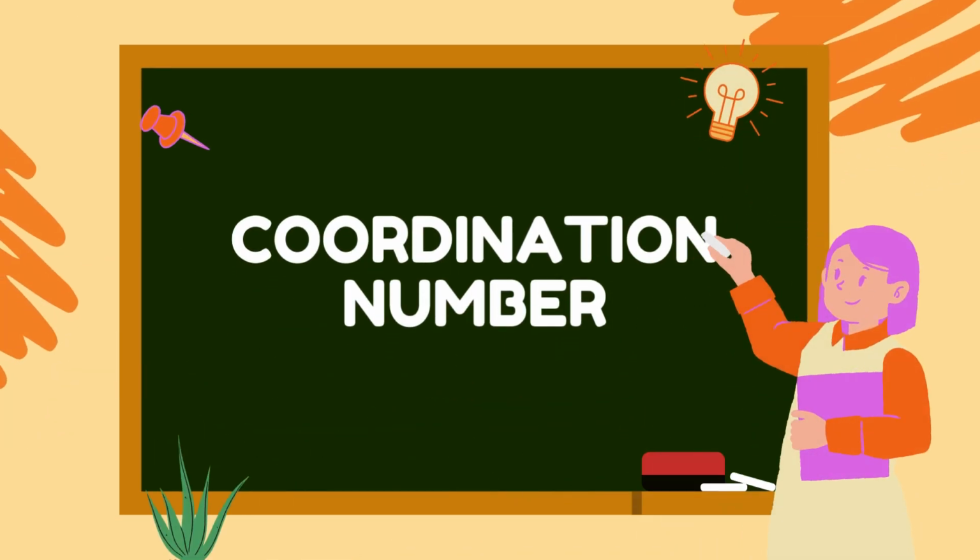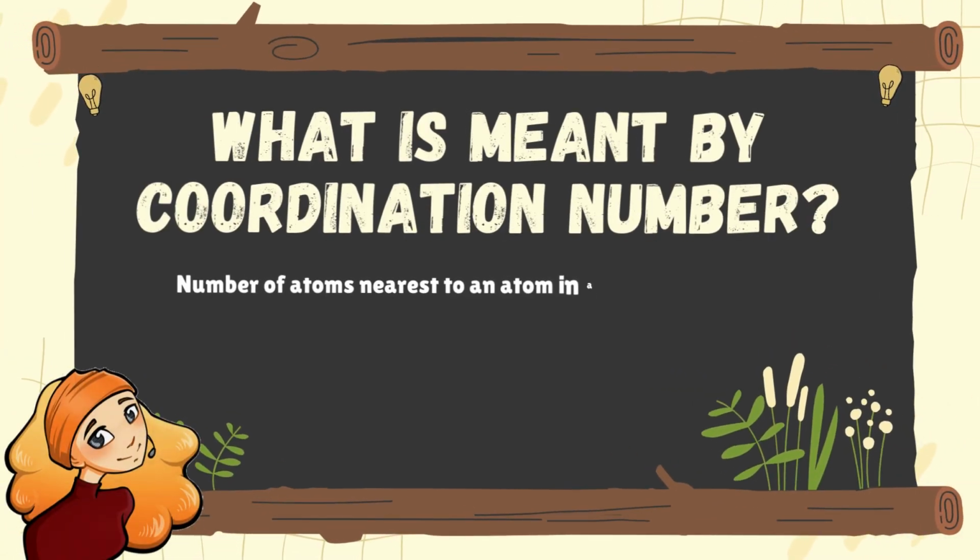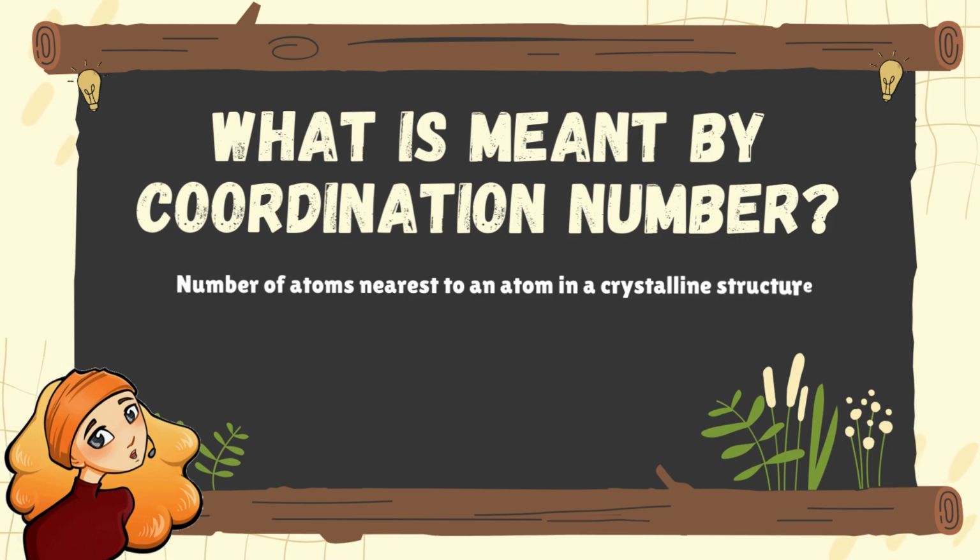Moving on, we'll be explaining the coordination number of cadmium iodide. What is a coordination number in solid-state chemistry? Coordination number is the number of atoms that are the nearest to an atom in the crystalline structure.